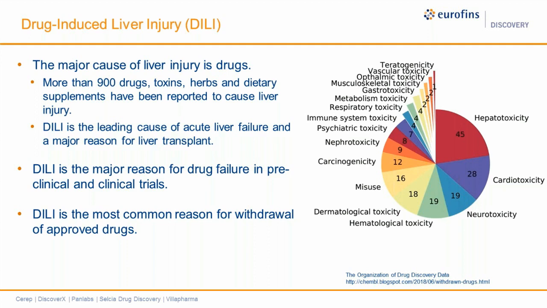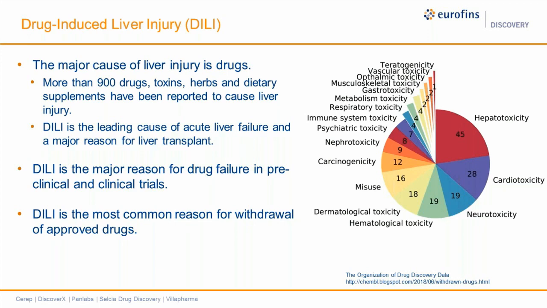DILI is also a major cause of attrition for drug failure in preclinical and clinical trials, which results in tremendous loss of investment and time in drug discovery. DILI is the most common reason cited for withdrawal of an approved drug from the market. An analysis of drug discovery data in 2018 found that among 192 drugs which were approved but subsequently withdrawn from the market worldwide, hepatotoxicity is the leading reason for attrition, followed by cardiotoxicity, and to a much lower extent, neurological, renal, and gastrointestinal related toxicity.